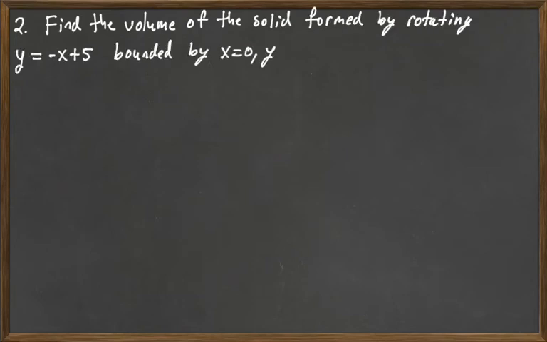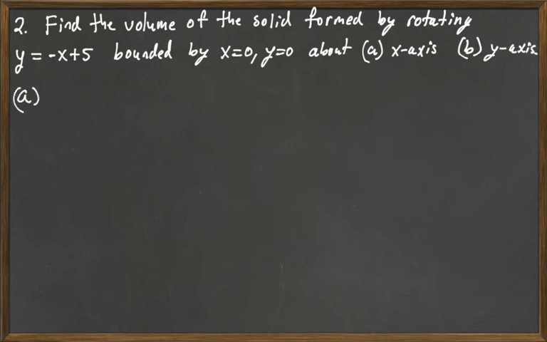All right, so find the volume of the solid formed by rotating y equals negative x plus 5, bounded by x equals 0, y equals 0. And then we're going to rotate it in part A about the x-axis, and in part B, we're going to rotate it about the y-axis. So for A, we'll go ahead and draw a rough sketch. So again, it's important to draw sketches. Okay, it doesn't have to be a beautiful sketch, just a decent sketch.